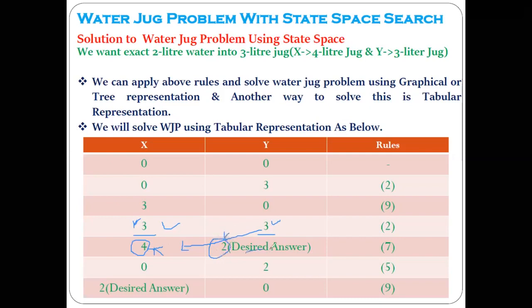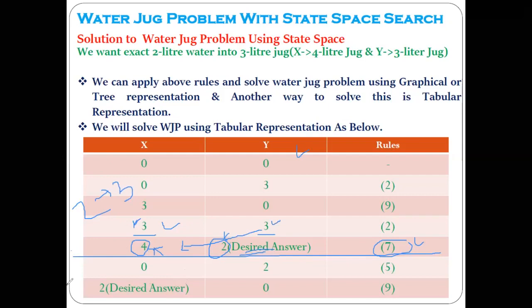And this is nothing but our desired answer, getting exactly 2 liters of water into the 3 liter jug. Here we applied rule number 7. So this is the solution to the problem, getting exactly 2 liters of water into the 3 liter jug.